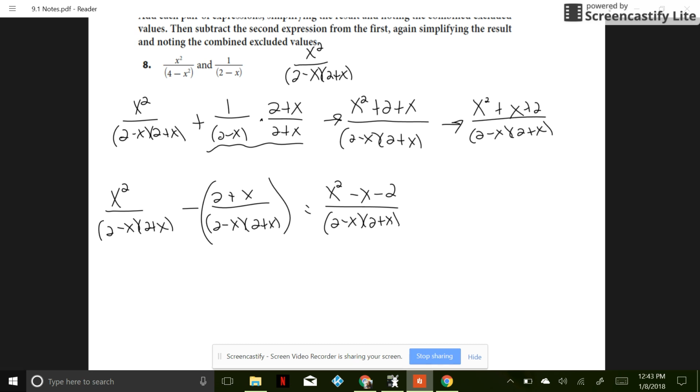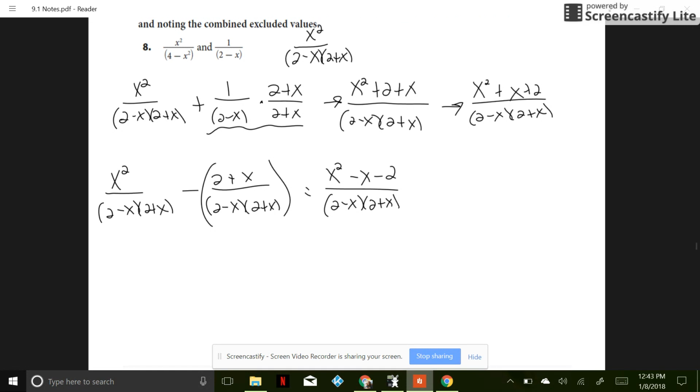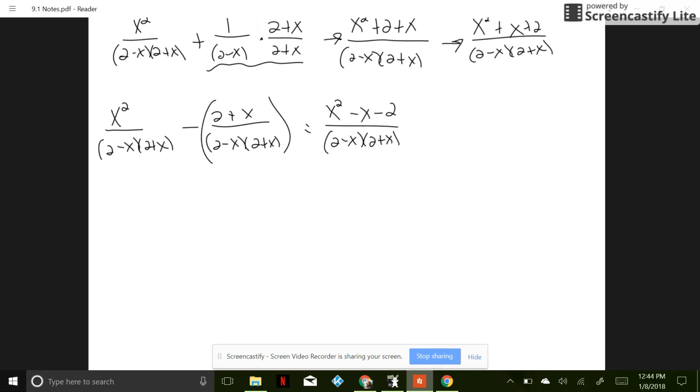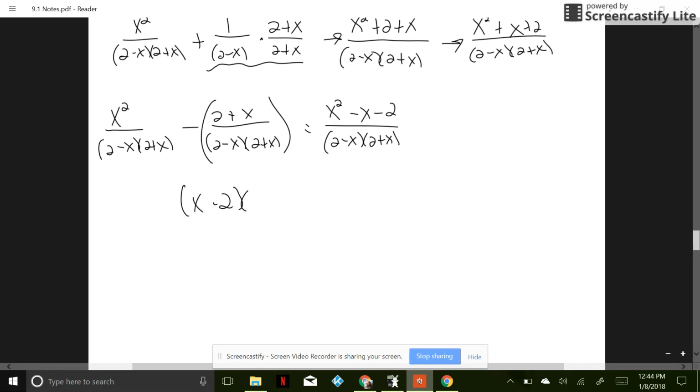So we're finishing the example we had started in the last video, and we're going to try and simplify this subtraction problem down a little bit further. Now this numerator here can actually factor. It will factor to x minus 2, x plus 1, over the 2 minus x, 2 plus x.